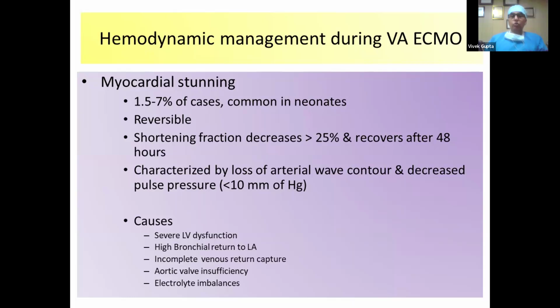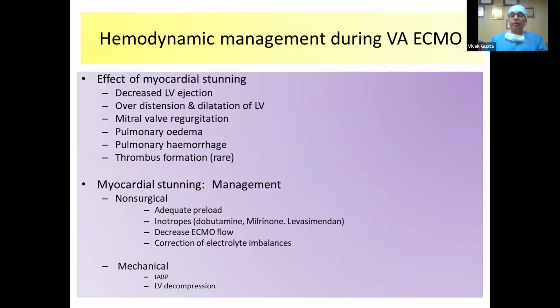Myocardial stunning is one of the main issues when we put a patient on VA ECMO, when the heart is not ejecting and the aortic valve is not opening. So we have to be careful. We have to make sure that the pulse pressure is above 10. If it is not, we may need to support. Common causes are severe LV dysfunction, high bronchial artery return to the LA, incomplete venous return, aortic valve insufficiency, or electrolyte imbalance. What happens in this situation? There is LV distension, and there is always a risk of LV thrombus.